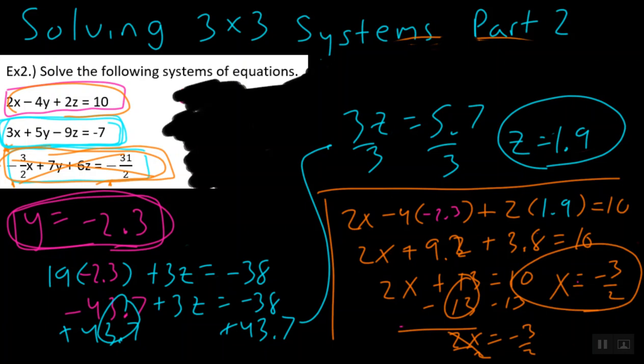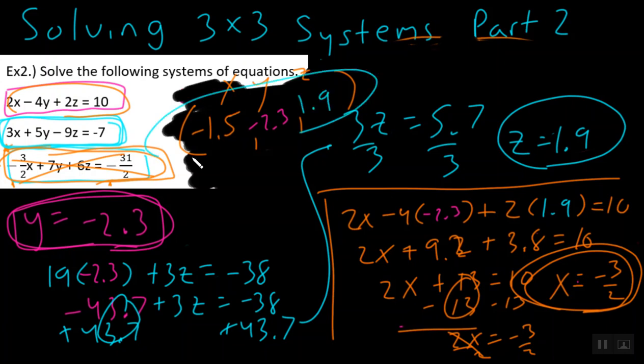Alright guys, remember to finish this problem off, we simply have to write our point where we have our x, our y, and our z. And so our final answer will be this. Oh, and you know what? Let's write negative 3 over 2 as a fraction. Or I'm sorry, as a decimal. Negative 1.5. Negative 2.3. And z is 1.9. And there we go.